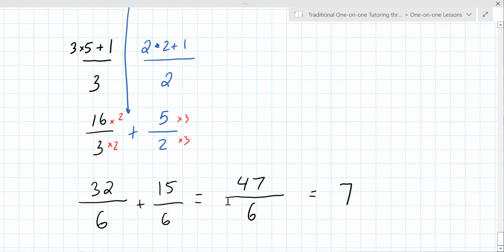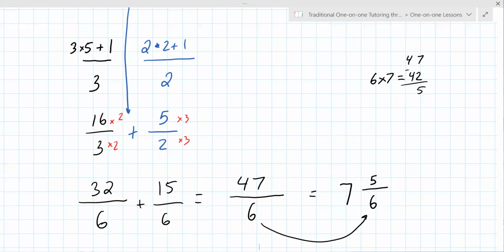So 6 goes into 47 7 times, and maybe somewhere off to the side you'd write 6 times 7 is 42. 47 minus 42 is a remainder of 5. And then that 6 always comes with it. You always keep the bottom, the denominator, the same? Yes.